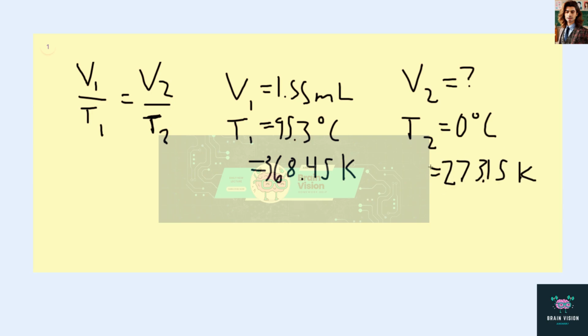And now the reason I'm converting to Kelvin here is since the degrees Celsius will cause T2 to be 0, and dividing by 0 is not possible. So converting to Kelvin is the best way to solve this problem. So if we rearrange this equation to solve for V2, we get V1 over T1 times T2 equals V2.